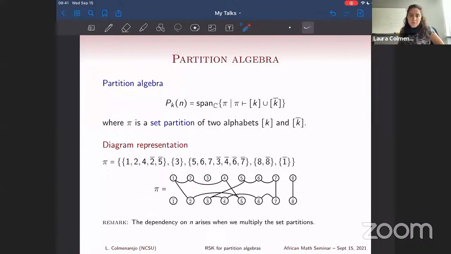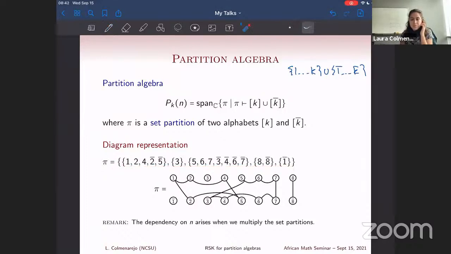So let me tell you what partition algebras or diagram algebras are. And you're going to see in a minute why I'm using both names. The idea of a partition algebra is that I'm going to take two alphabets. I'm taking the numbers 1 up to k, and I'm taking the numbers 1 bar up to k bar. So I'm keeping two copies of the numbers 1 up to k, but I want to differentiate them. Instead of using two colors, I'm using non-barred and barred numbers. And I'm going to look at all those numbers and consider a set partition.